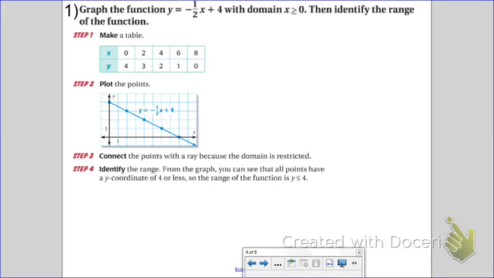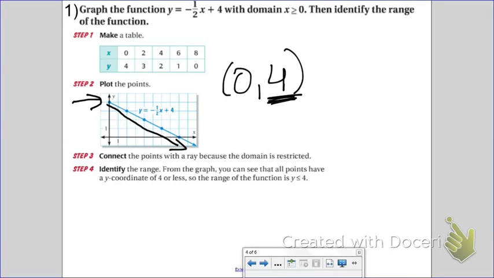Now to answer the other question, identify the range of the function, I'm going to consider where the y values are, where the y coordinates are of these points. So I can see that the highest point I have is right here. That point is 0, 4. So this is the greatest y value I have on my graph. And I see that the y value, as we move down the ray, gets lower and lower. So I can say that my range is y is less than or equal to 4. We start at 4, and then we move all the way down.